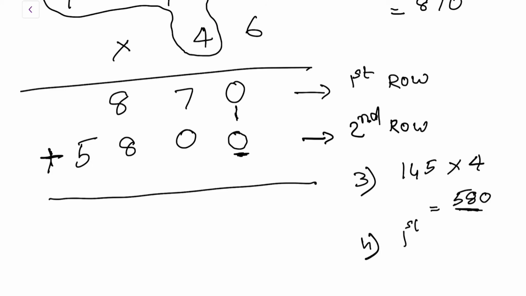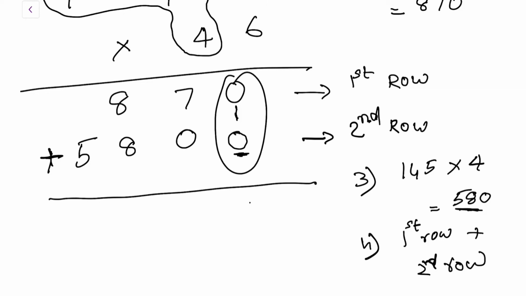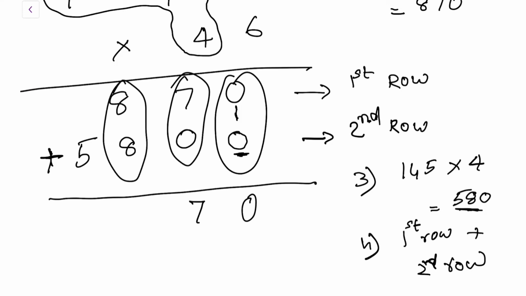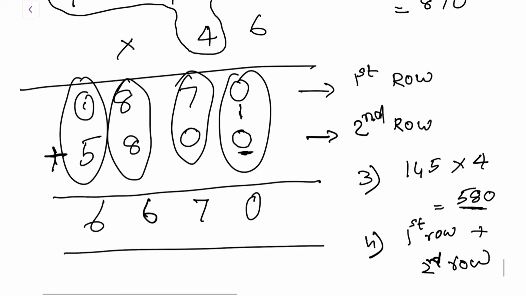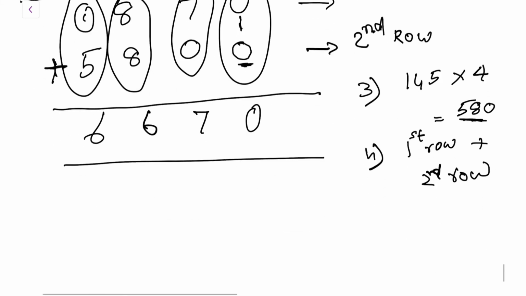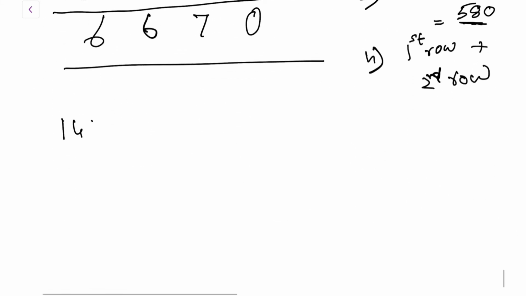First row plus second row. When you do the addition, you do it as 0 plus 0 is 0, 0 plus 7 is 7, 8 plus 8 is 16, 1 gets carried over, and 1 plus 5 is 6. So 6670 is your product. That means the answer is 145 into 46 is 6670.